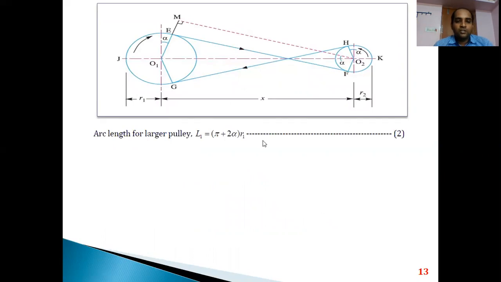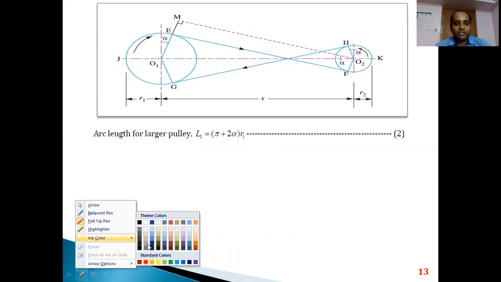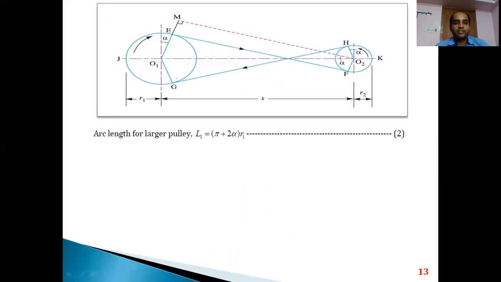Now, starting with the first term, L1. As I told you, L1 is the length of the belt coming in contact with the larger pulley. If you observe the figure carefully, from point G the belt is in contact. So the belt comes in contact from point G, J, and up to E. It is the arc length which we need to calculate for the larger pulley.